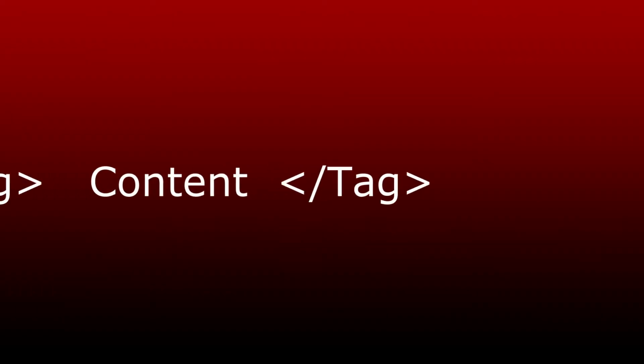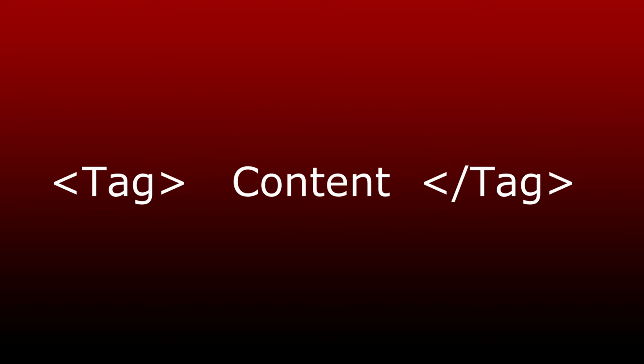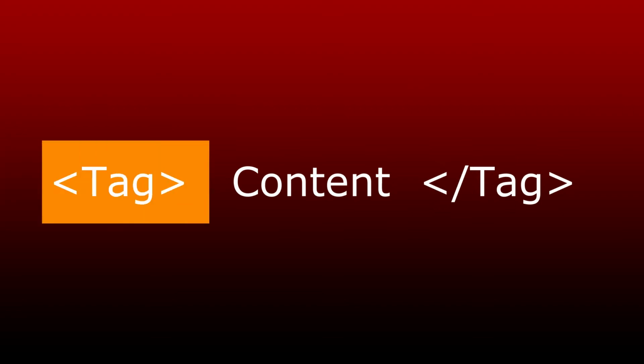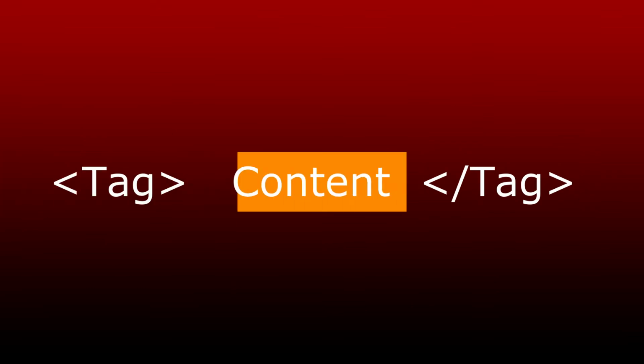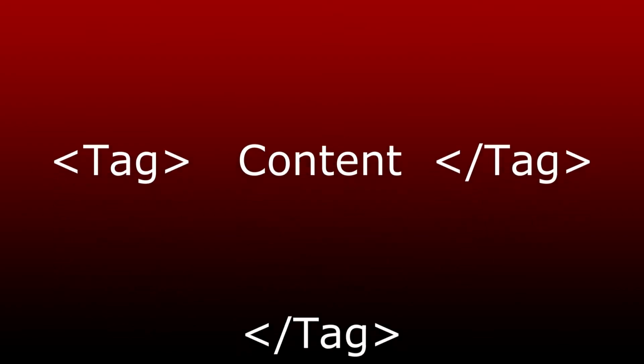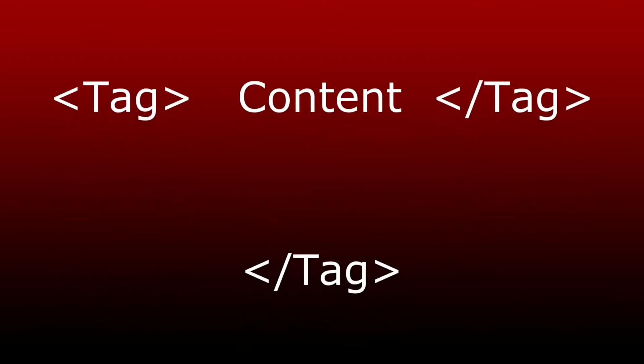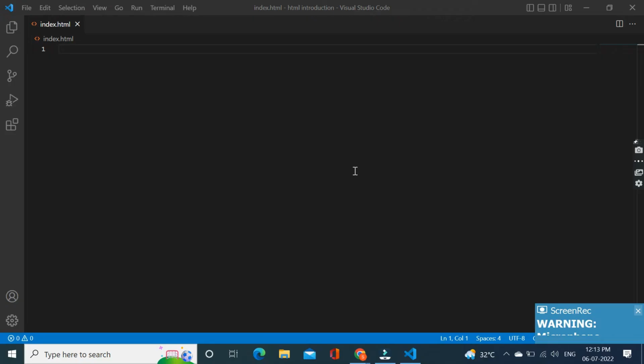Every element in an HTML file has three things: an opening tag, a closing tag, and the content in between those two tags. But in exceptional cases, we have some tags which don't have a closing tag or content. Those tags are called self-closing tags. We will learn more of these tags in our next videos. So as we have analyzed the structure of HTML, let's code some HTML.